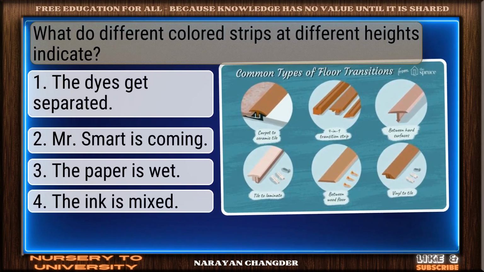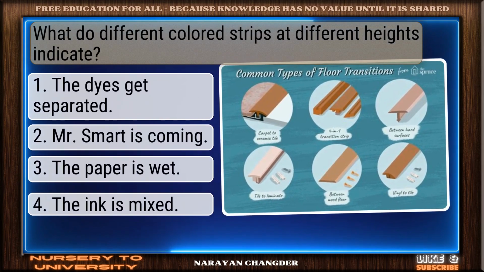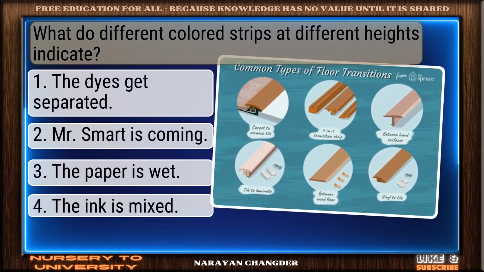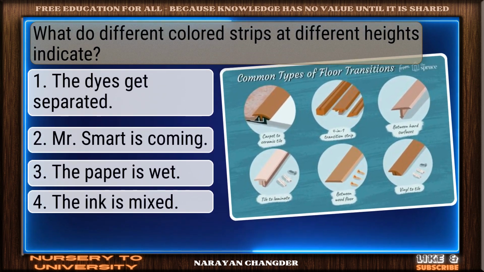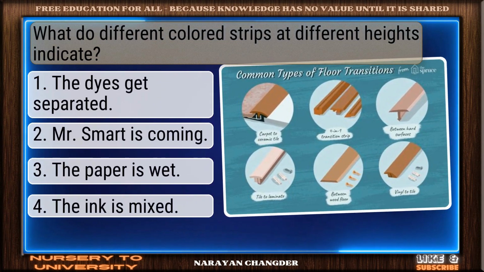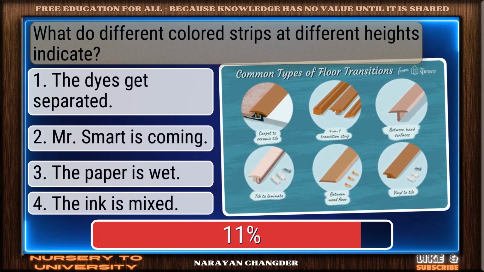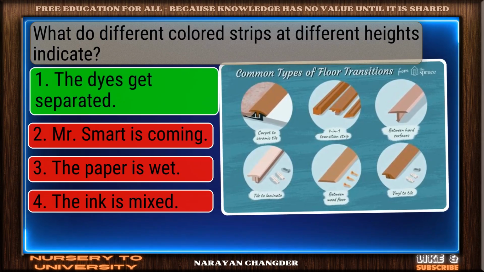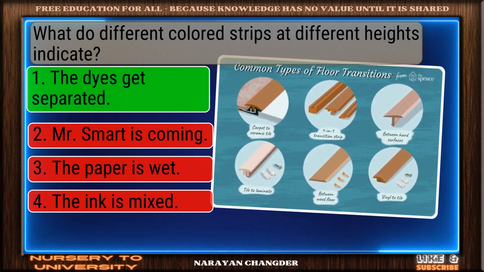What do different colored strips at different heights indicate? Option 1, the dyes get separated. Option 2, Mr. Smart is coming. Option 3, the paper is wet. Option 4, the ink is mixed. Well done, the dyes get separated.